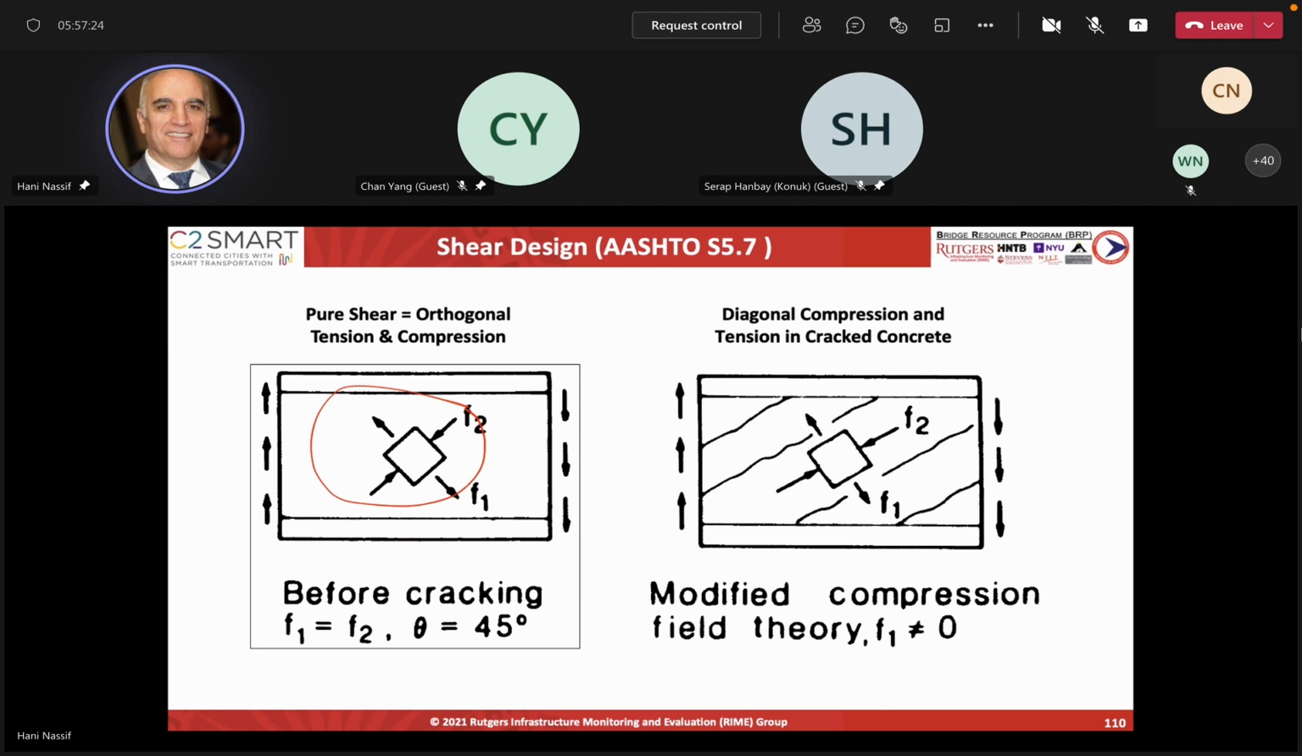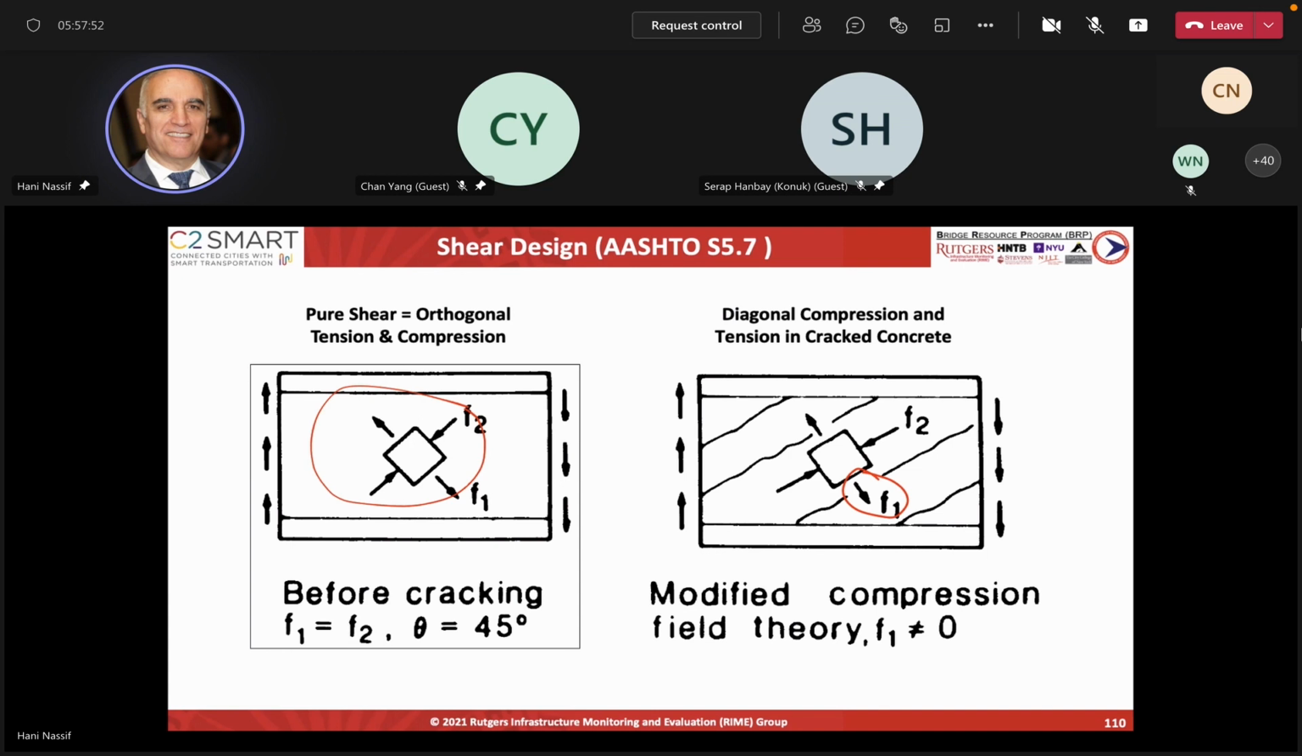However, when the crack forms, the compression field theory doesn't work anymore, because this is not zero anymore. I mean, they're not equal. They have a difference, and because of many factors, he worked on getting that relationship.